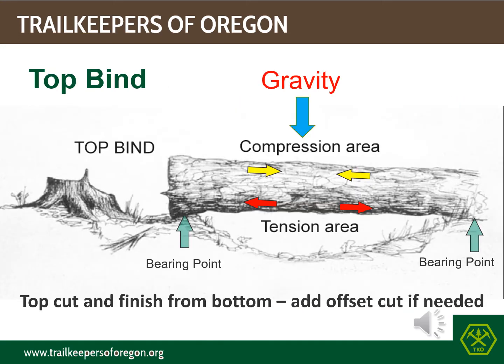Top bind is the result of gravity acting on the unsupported section of the log between two supporting bearing points. This is the most common downed log scenario. These compression and tension forces decrease as you get closer to the bearing point. The size of these forces depends upon the weight and size of the log, and the distance between the bearing points.